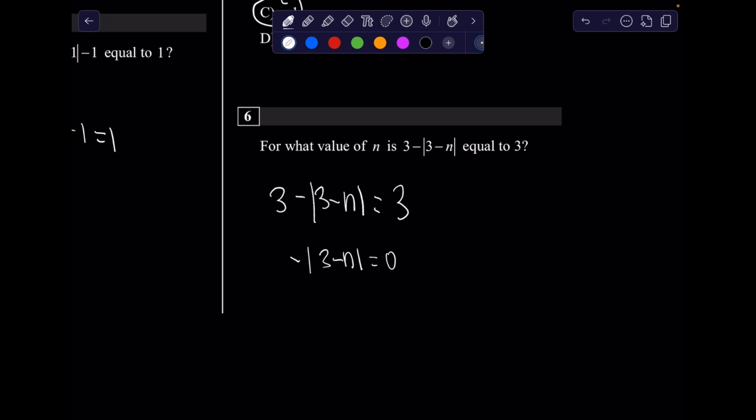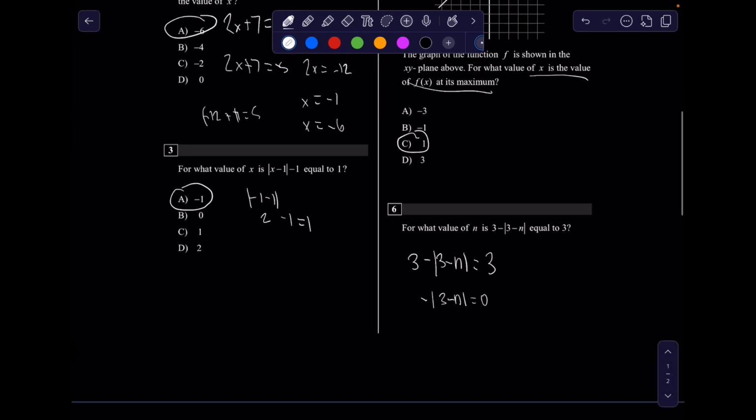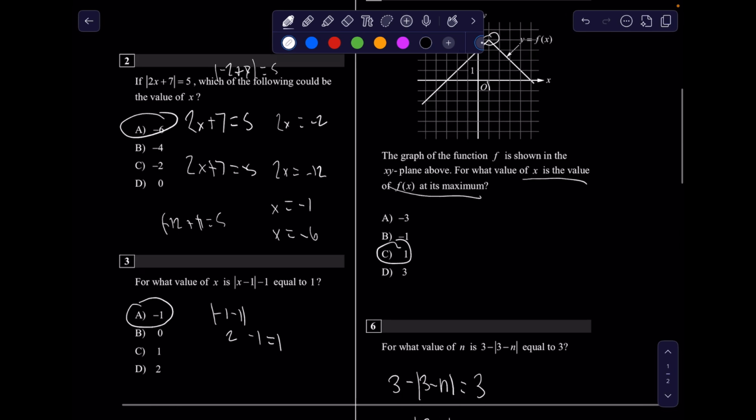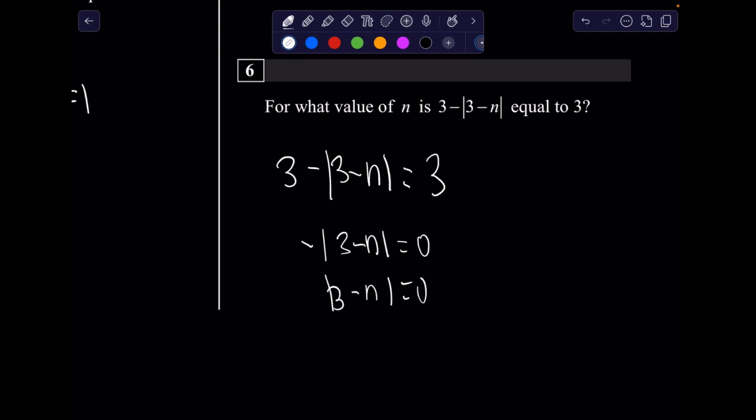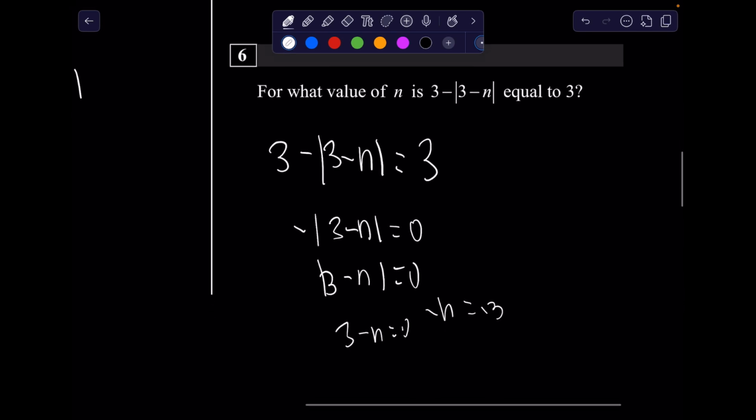We always want to, when we're doing these, bring all the constants to one side. So in this scenario, we bring this constant over, and then we can't really make 0 negative or positive, so 3 minus n equals 0, and then negative n equals -3. And then we divide by the negative, and n equals 3.